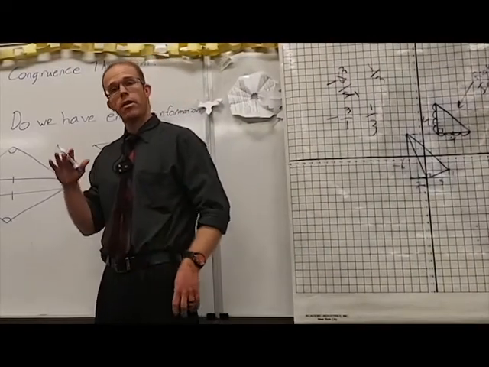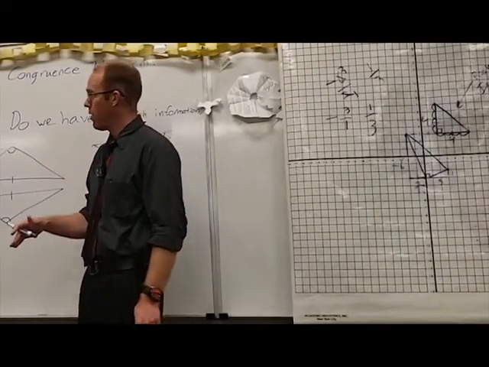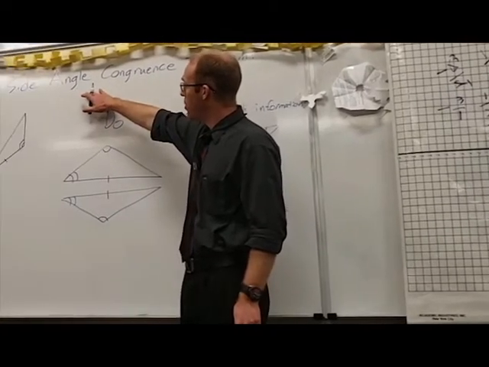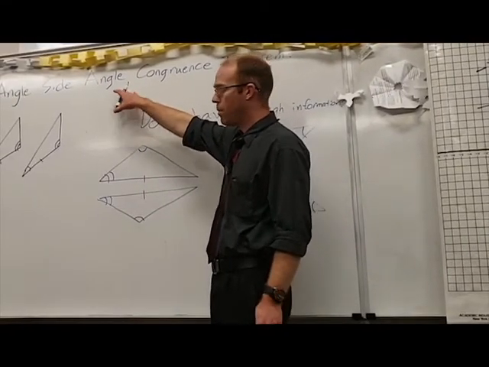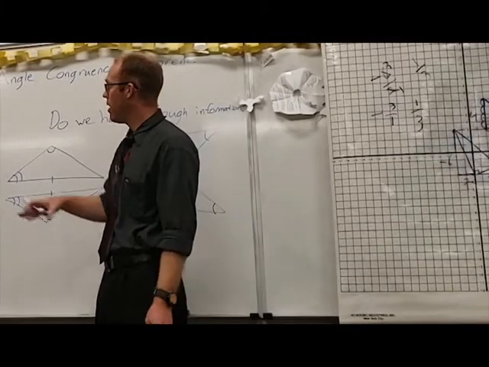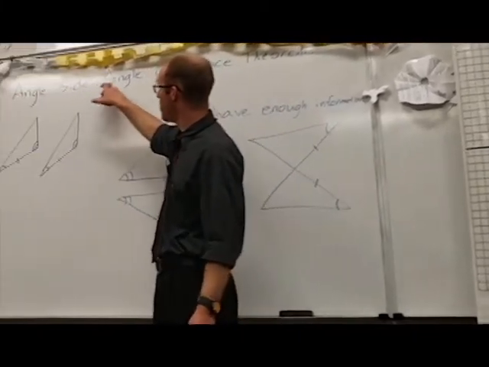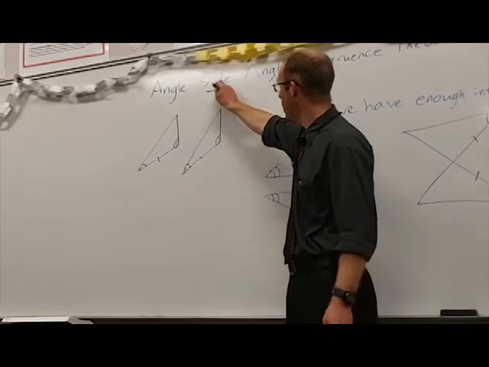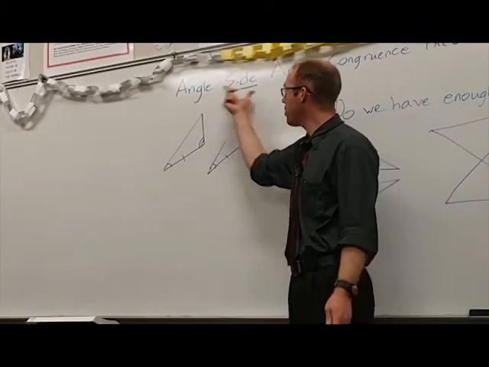We are now going to talk about our last congruence theorem. This one is called the angle-side-angle congruence theorem. If you remember from last time when we talked about side-angle-side, the order of these things is absolutely essential. So this side must be between those two angles.